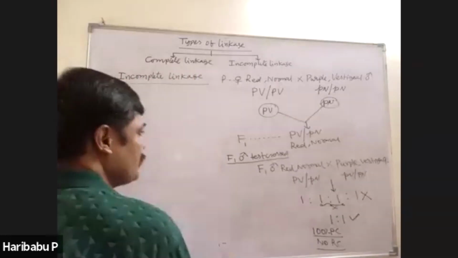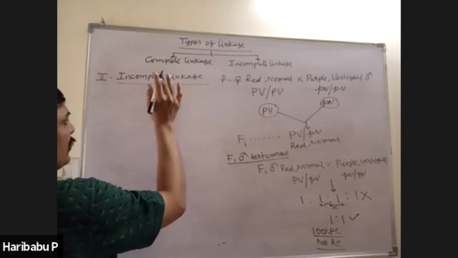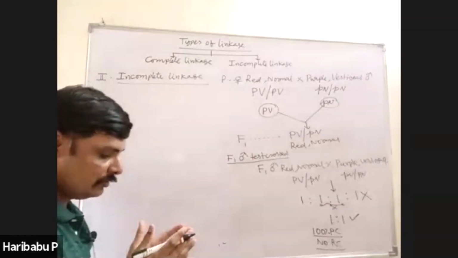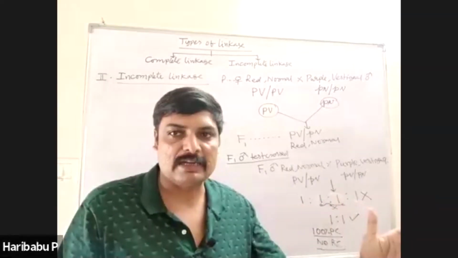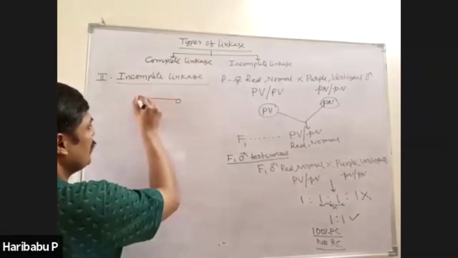Incomplete linkage. What is incomplete linkage? Here also the genes are present on the same chromosome but distantly. That means the genes are loosely linked.